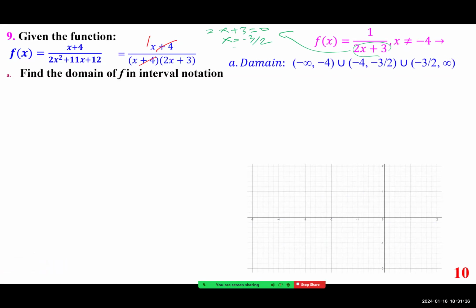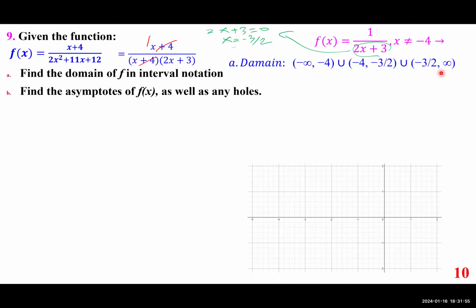And this is the way you write it. The domain is negative infinity to negative 4, union negative 4 to negative 3 halves, union negative 3 halves to infinity. When we do rational functions, we have asymptotes, we may have holes, and we have to consider all of the above.